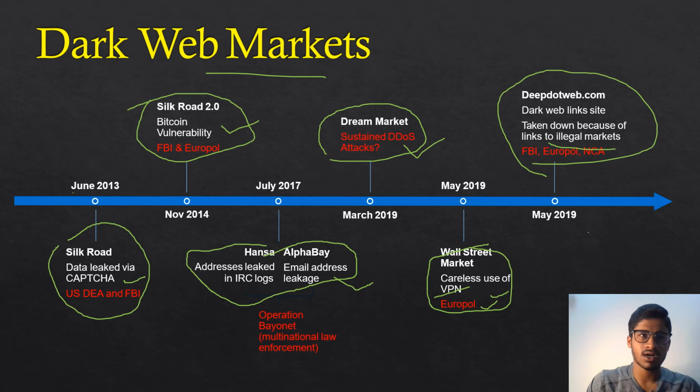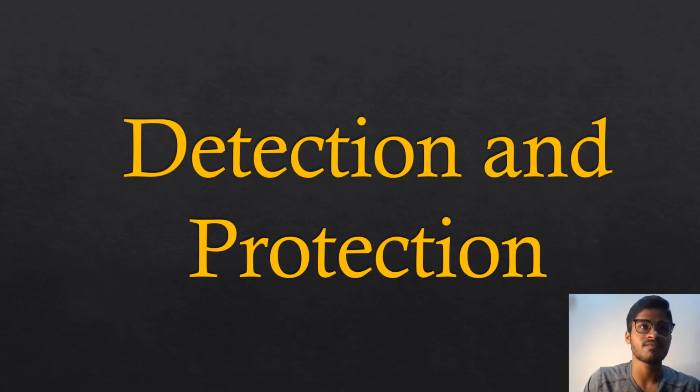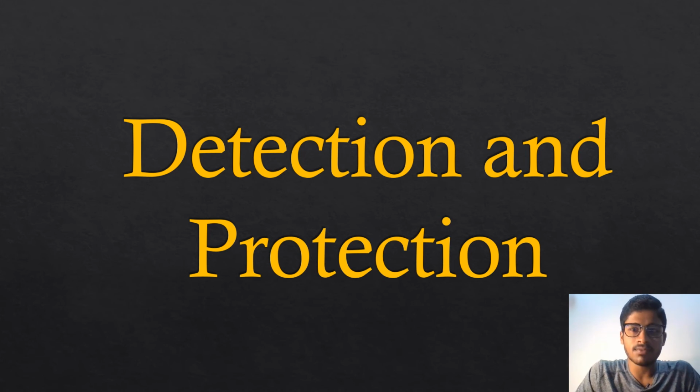The year and the month are also mentioned here: May 2019, Deep.web was taken down. Like this, many illegal websites are getting taken down over the dark web. The FBI has done a great job, we should say. So we have spoken about some deep web takedowns. Now we'll be talking about how to detect and how to protect yourself from the dark web.